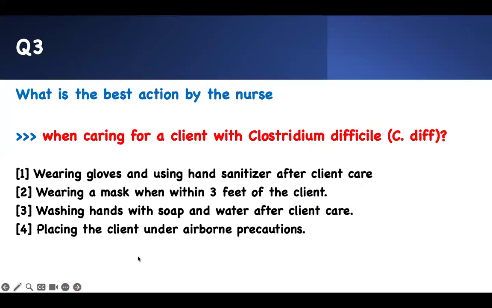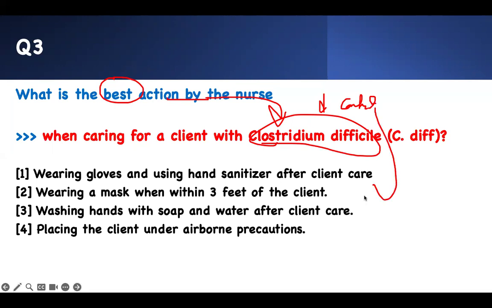Number 3, when caring for a client with Clostridium difficile, what is the best action by the nurse? That means what is the most appropriate way to take care of it? Then you go back to your infectious control. Identify this. This is Clostridium difficile. This is contact. Everything you do, it has to be contact. There are precise things associated with contact. Wearing gloves and using hand sanitizers after client care.